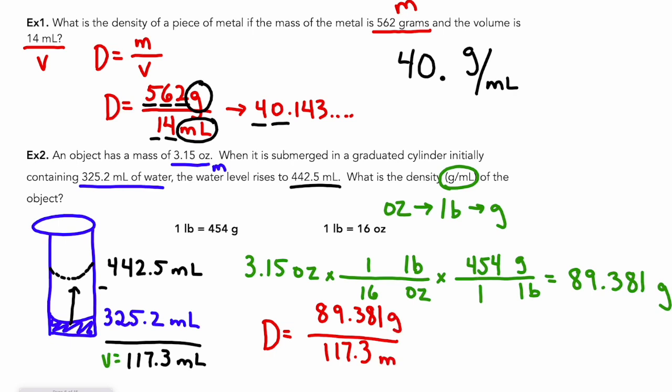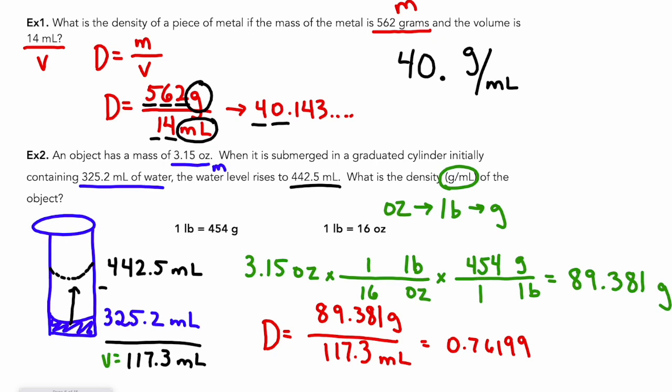Grams are the units for my mass. Milliliters are the units for my volume. So when I then divide, I get 0.76199. I gotta figure out rounding. So this is a little bit tricky, but let's do it.